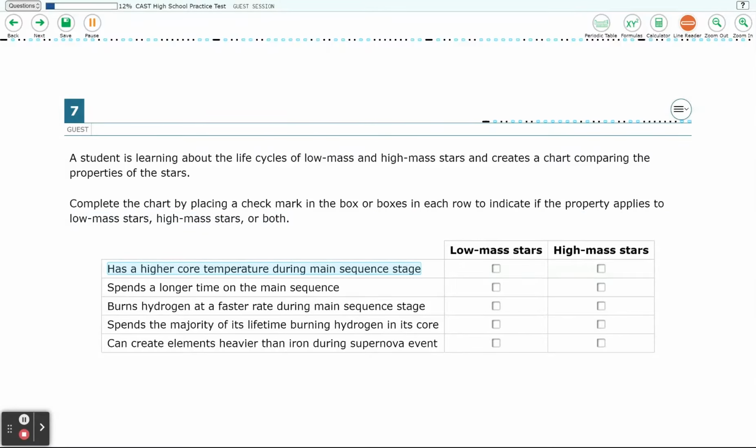Has a higher core temperature during main sequence stage. Spends a longer time on the main sequence. Burns hydrogen at a faster rate during main sequence stage. Spends the majority of its lifetime burning hydrogen in its core. Can create elements heavier than iron during supernova event.